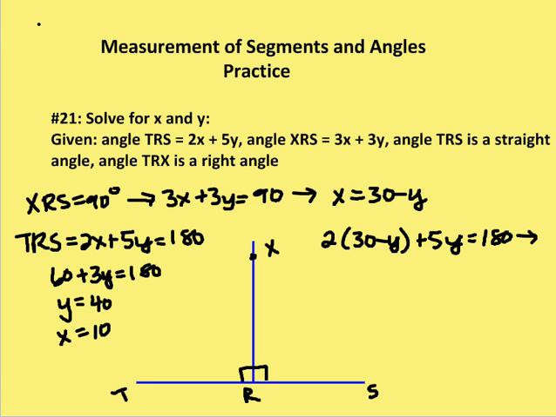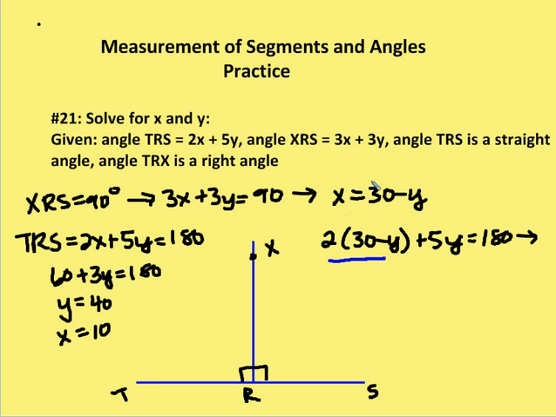Now, given that 30 minus y is equal to x, and I know that TRS is equal to 2x plus 5y, I know that 2x plus 5y is equal to 180 degrees as given as part of the problem. I can rewrite the equation on the left-hand side as 2 times what x is, 2 times (30 minus y), plus 5y is equal to 180, and then simplify from there. Now I have 60 minus 2y plus 5y, which is 3y. So 60 plus 3y is equal to 180, and y ends up being 40.